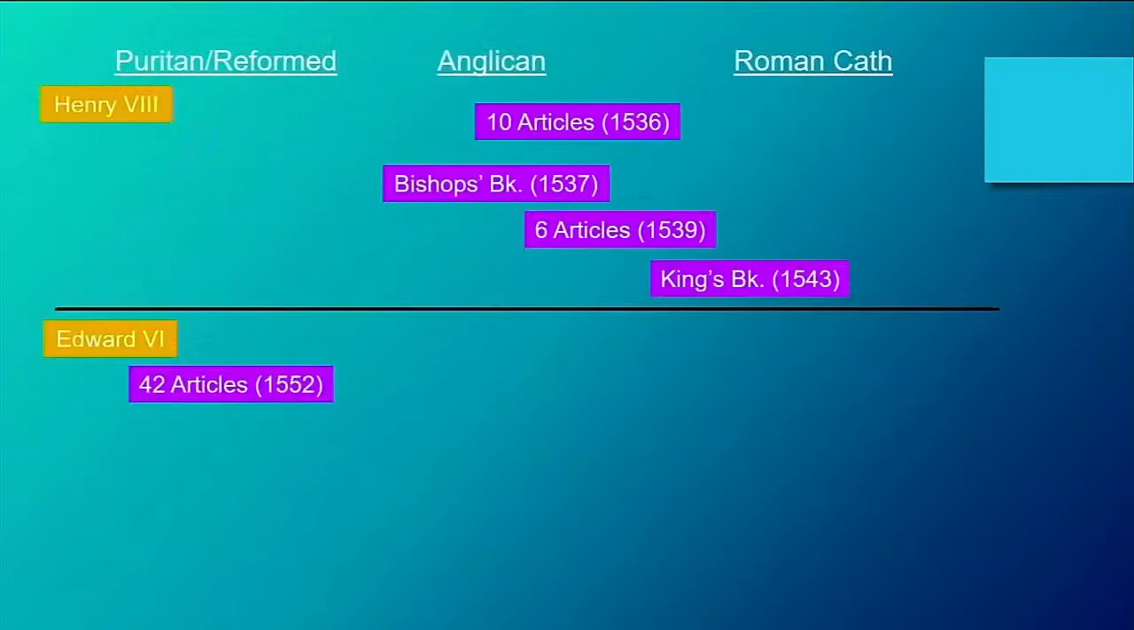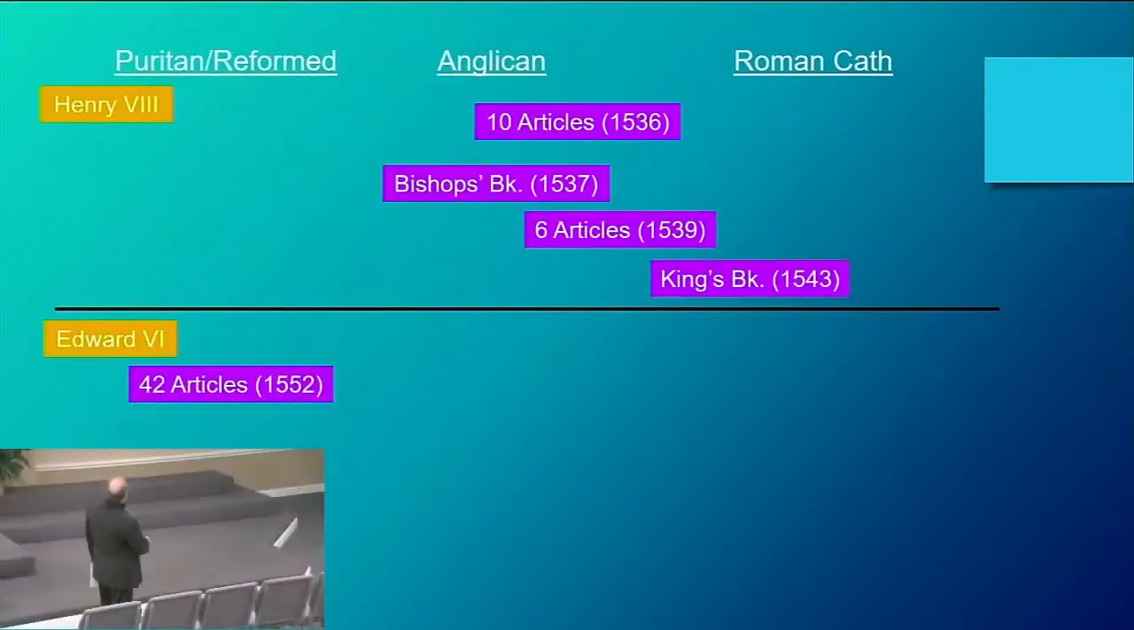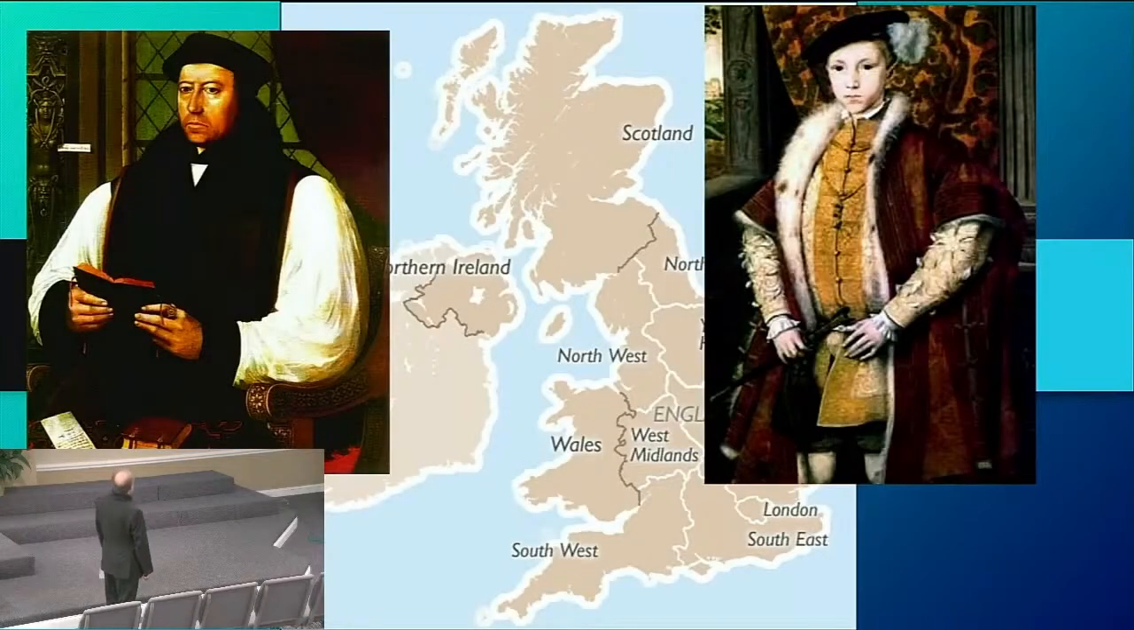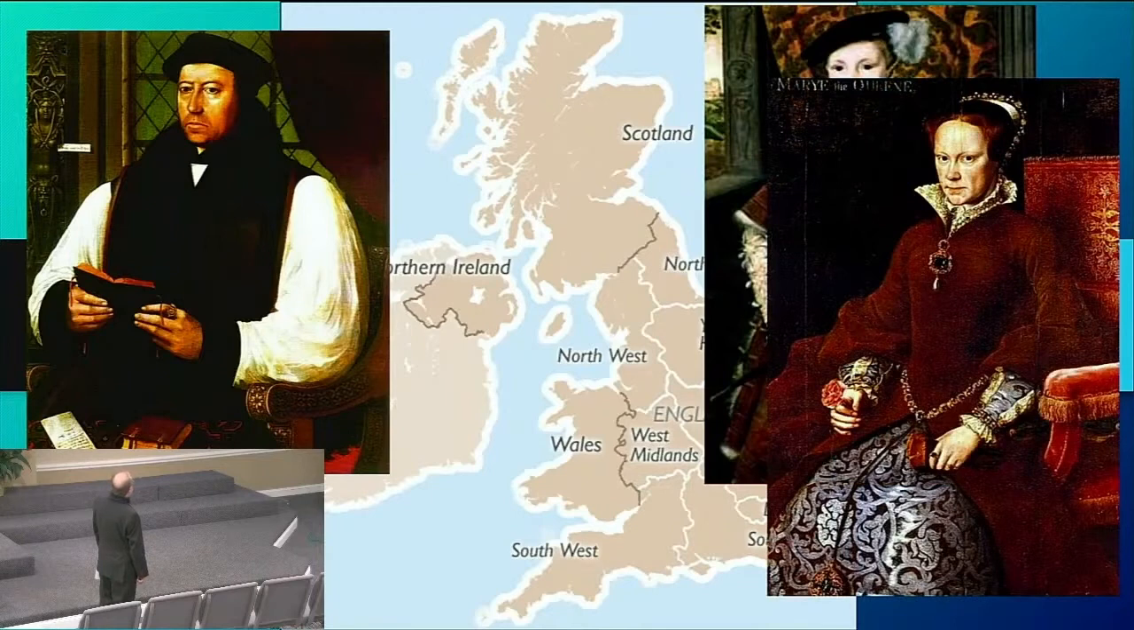So the 42 Articles we put on the far left side. This is the most Reformed, Puritan and Reformed position yet in the history of England. And of course, Edward dies, and he's replaced by his older sister, Mary. Mary I, you remember, is concertedly Roman Catholic. She doesn't want to just bring everything back to an influence of Rome, she wants to be back under the Pope.